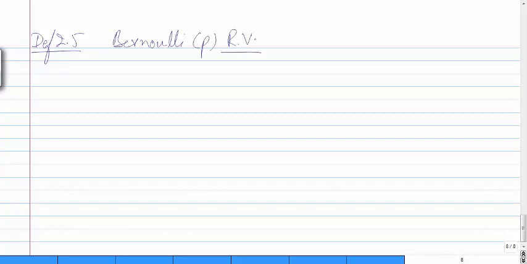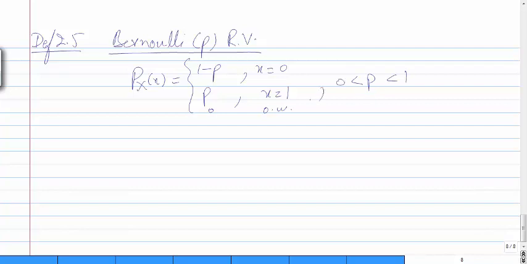It is defined as: you have 1 minus p probability when x equals 0, and when x equals 1 it is p, and of course otherwise it is 0. This is Bernoulli, but the main idea here is that p must be within 0 and 1. So we can look at an example here, example 2.10.